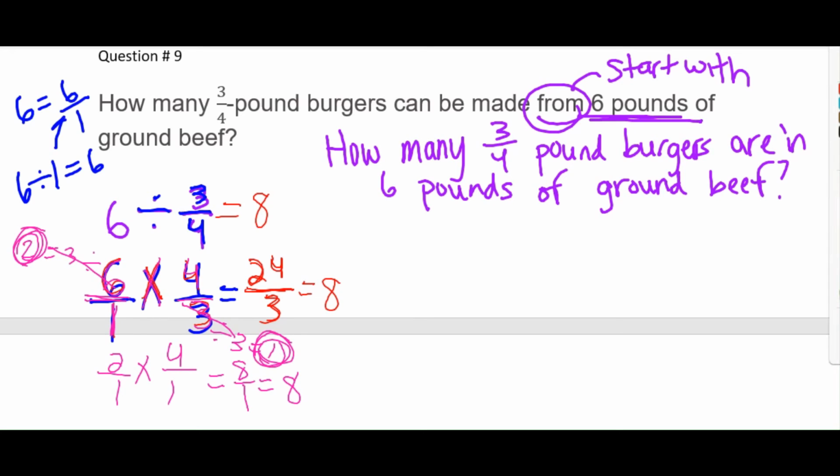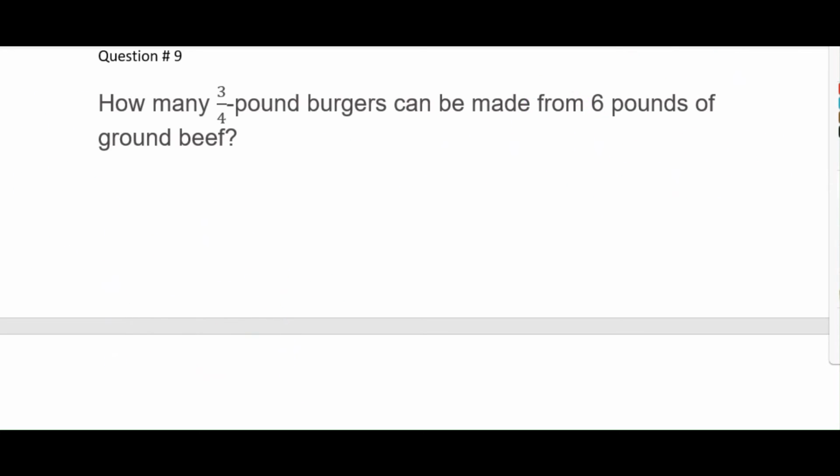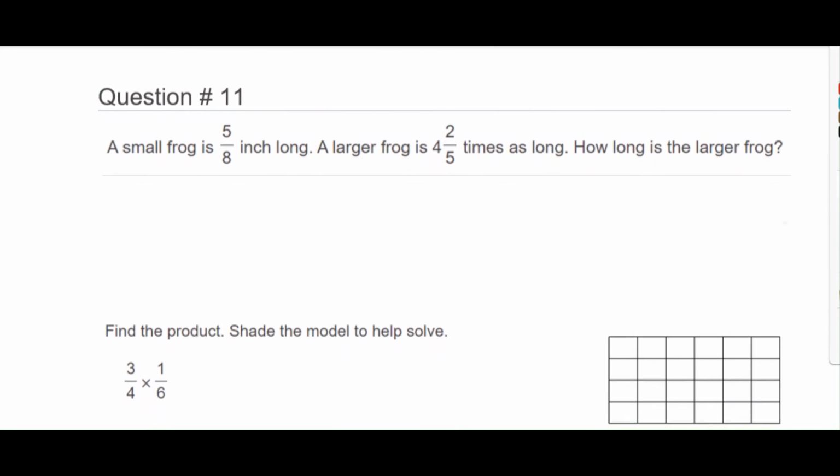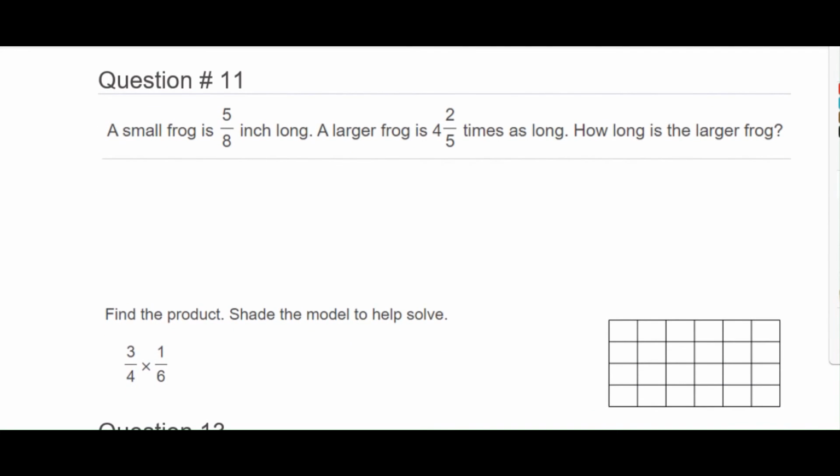So how many groups of the divisor are in the dividend? You always start with everything that you have, and then what you're making groups of or what you're dividing evenly into is the second term, the divisor. This one right here is straightforward.